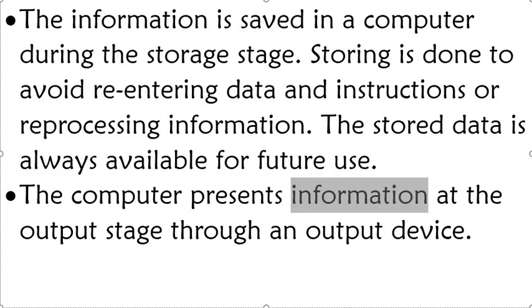This is just the computer giving back what it has processed to the user, because the information is meaningful. You instructed it to perform a certain task, so it presents the information according to the task it was instructed to perform. Now this information is what we call output, and the stage is output stage. So this information is given through the output devices.